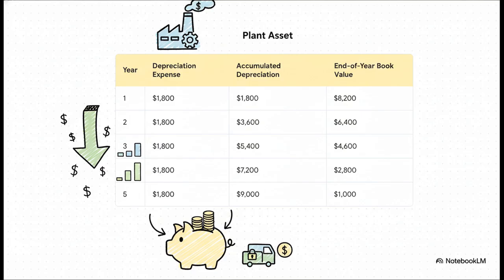The total depreciation we've taken so far, which we call accumulated depreciation on the balance sheet, is also $1,800. So the machine's book value, that's its original cost minus all the accumulated depreciation, drops from $10,000 down to $8,200. See how that works? Then in year 2, we do it again. We add another $1,800 of expense. The accumulated depreciation account grows to $3,600 and the book value keeps shrinking. This continues until the end of year 5, when the book value is exactly equal to that $1,000 salvage value we estimated at the beginning. The cost has been perfectly allocated.